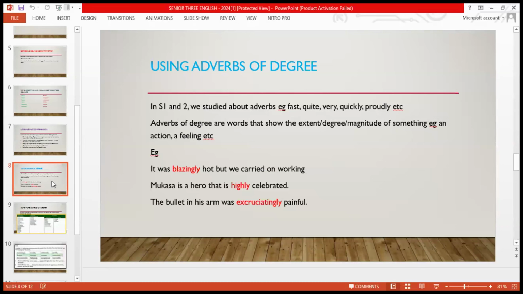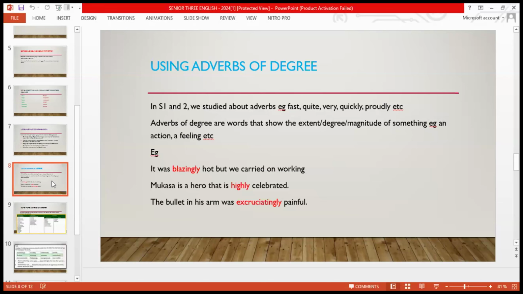And then sometimes it can be blazingly hot, dangerously hot. So those words that you use to show the extent, how big, how deep, how wide, those are the words that we call adverbs of degree. Okay. So we have many others.